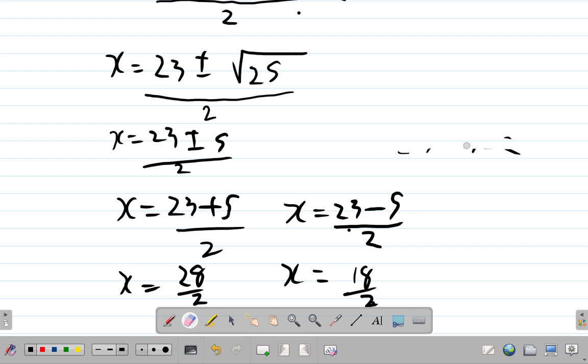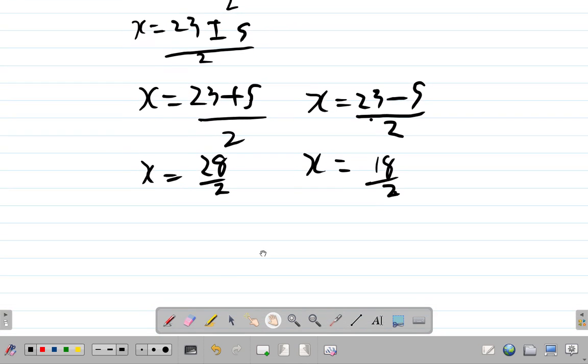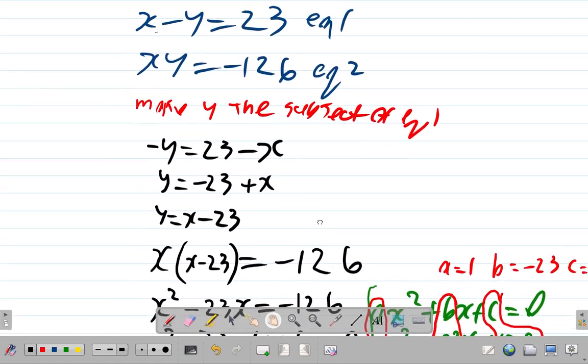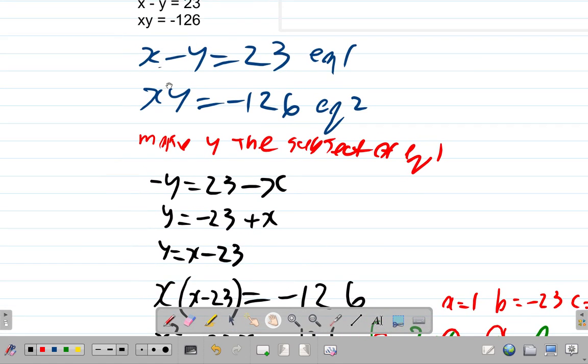But anyway, what we have here now for the answers, you're coming right down to it. x is equal to 28 over 2 is 14, and x is equal to 18 divided by 2 is 9. So x is 14 and x is 9. 14 and 9 would be the case. Now note, you're not finished yet. You have y to find. You need to find y, right?